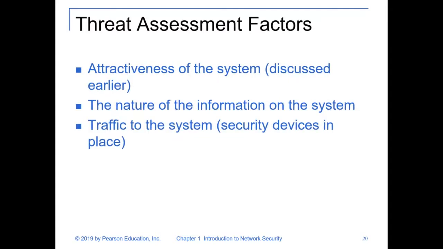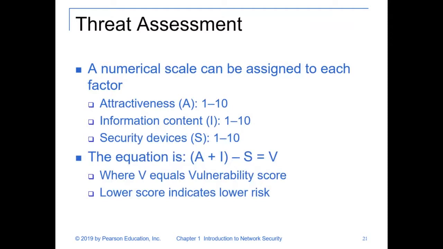As we mentioned previously, the threat assessment factors we consider are the attractiveness of the system, the nature of the information on the system, and the traffic to the system, which could be considered the security devices in place. So we have attractiveness, information content, and security devices present. Keep in mind that this is not an exact science, but you can use a numerical scale assigned to each one of these factors.